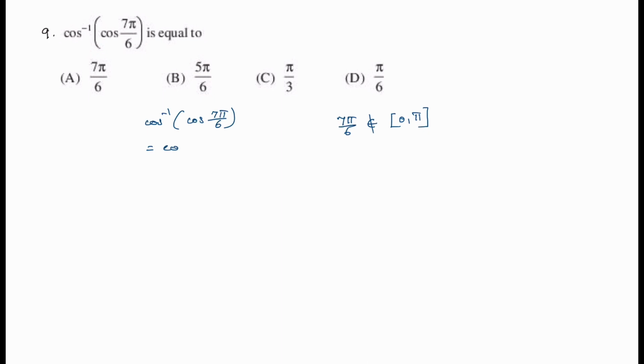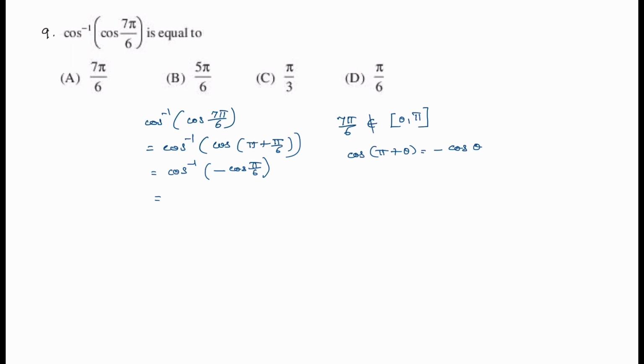So let us write this as cos inverse of cos of pi plus pi by 6. We know that cos of pi plus theta is, for pi we don't change the ratio, pi plus theta is third quadrant. In the third quadrant, cos is negative. So we get cos inverse of minus cos pi by 6.